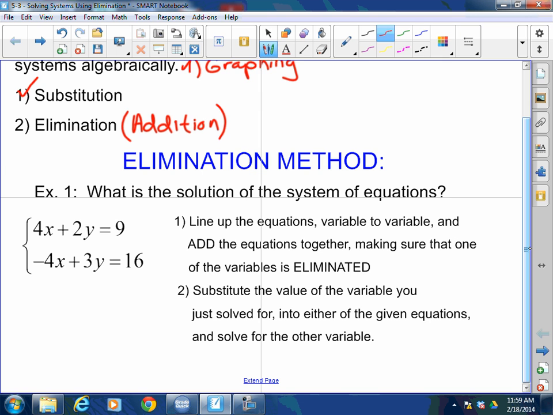So let's do it. What is the solution of the system of equations 4x plus 2y equals 9 and negative 4x plus 3y equals 16?